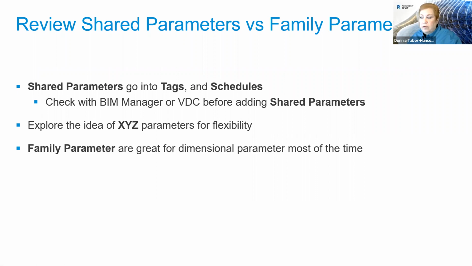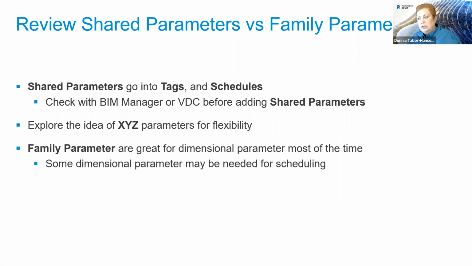Family parameters are great for dimensional parameters most of the time. You don't have to use shared parameters, but some dimension parameters may need to be scheduled. Those would have to be shared parameters. And that's if you're doing something with maybe some sort of width or length that you're working with. If you're working on columns or beams or ductwork, you may have to schedule your lengths. I work in kitchens. I don't schedule a lot of lengths.